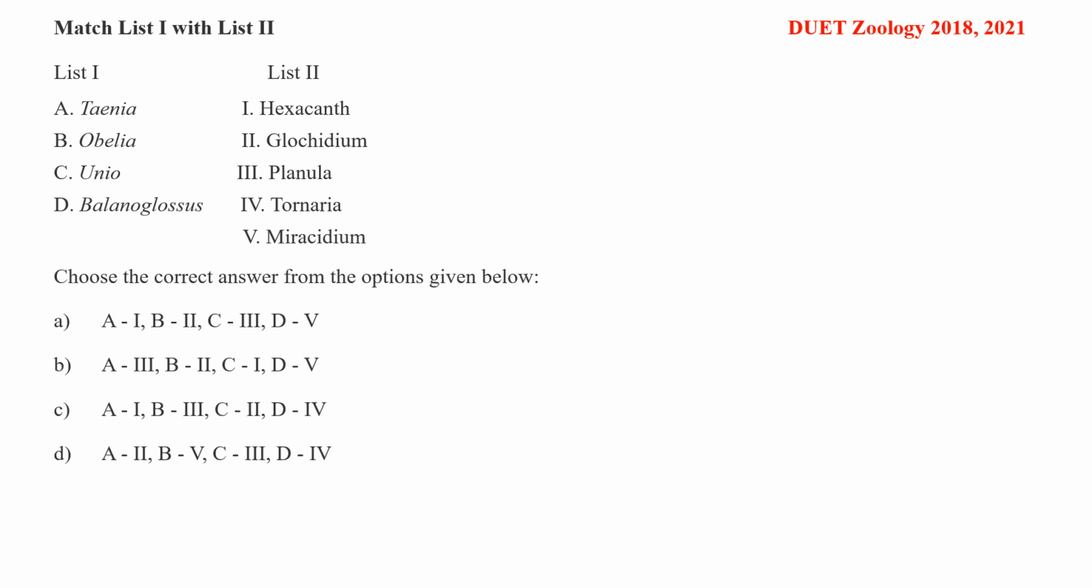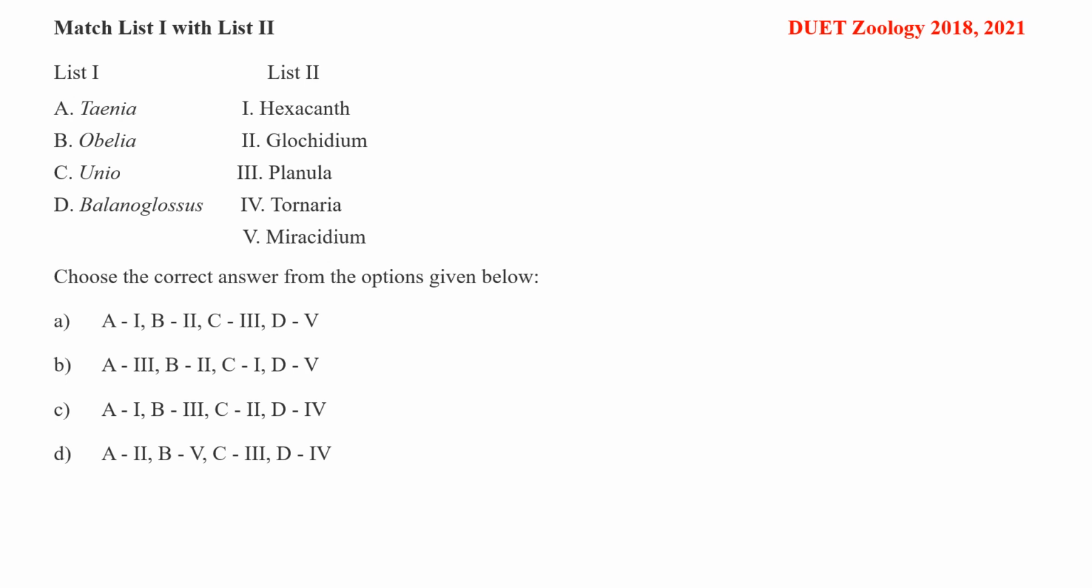Match list 1 with list 2 items. List 1 contains the organism while list 2 contains the larva. See, you need to remember a lot of larvae of different organisms, because this is a pet question which comes in the exams where you have to match the following, or they are going to ask you different larvae of different trophic levels or even organisms.